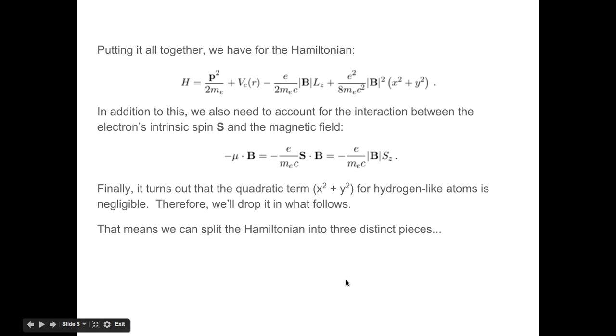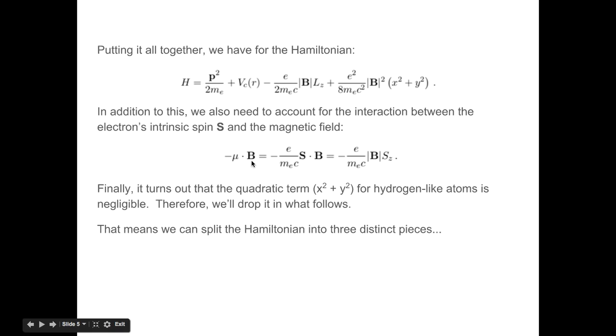Okay, so now we can combine it all into this one Hamiltonian. We still have our unperturbed piece, and now we have these two pieces coming from the interaction of the electron with the magnetic field. It turns out there's one other part that we still need to add in, and that's due to the interaction of the electron's spin, or magnetic moment, with the magnetic field.